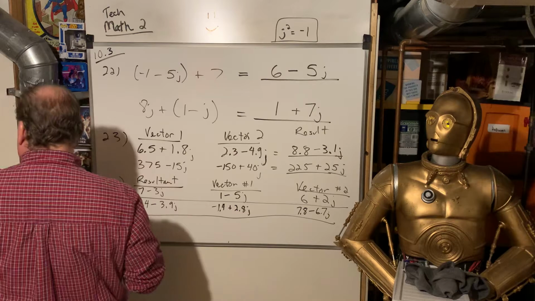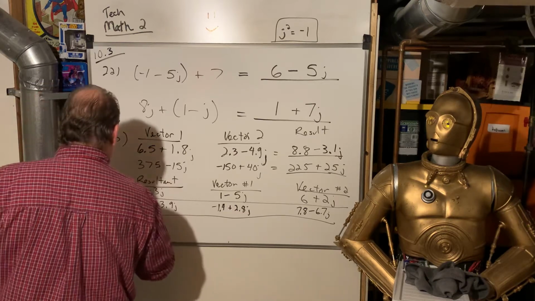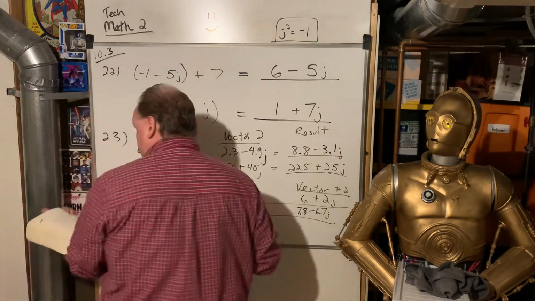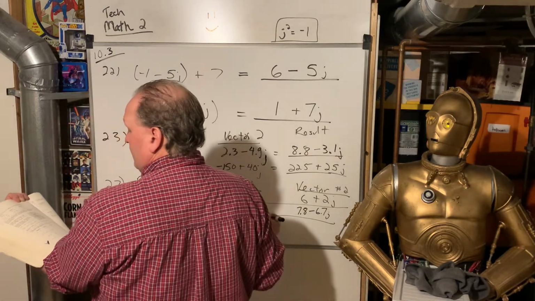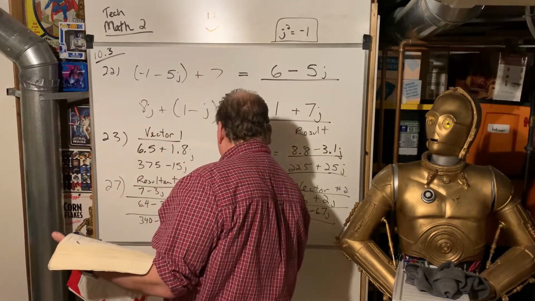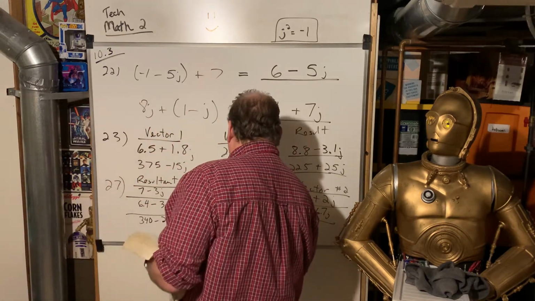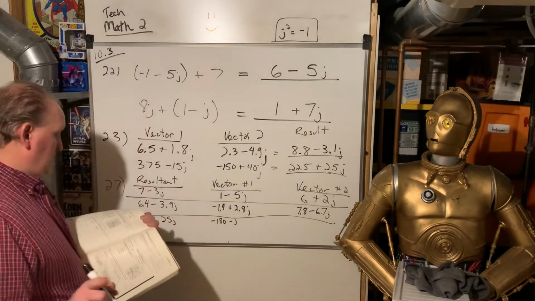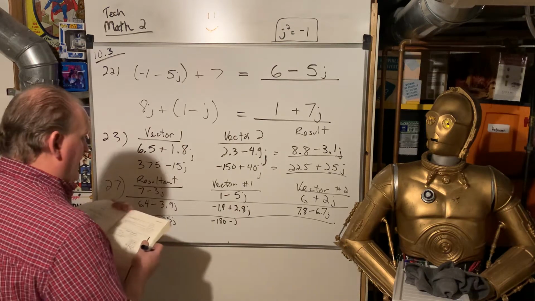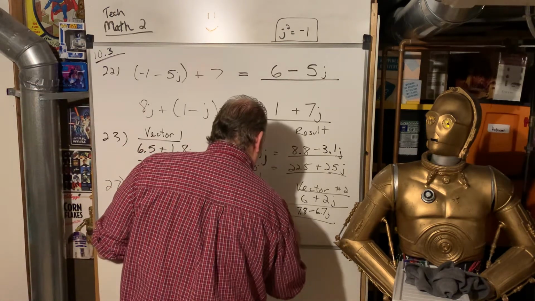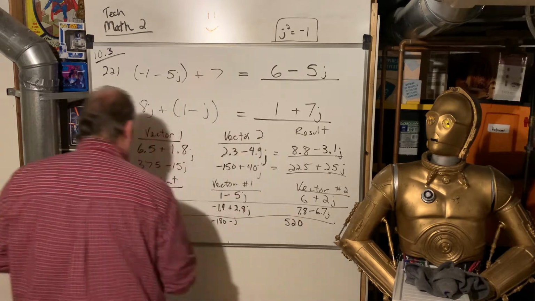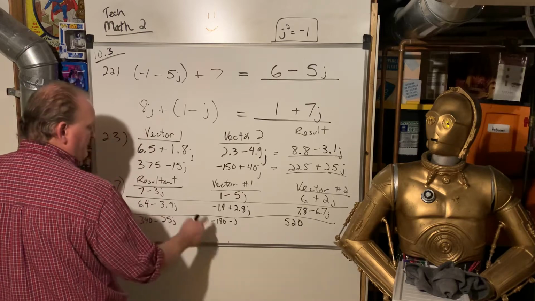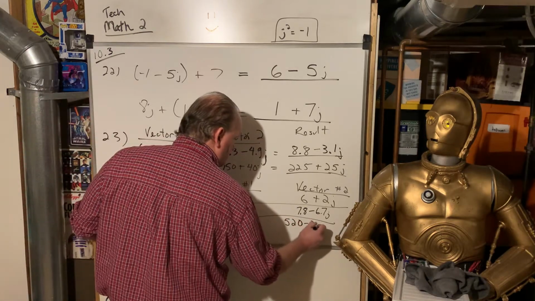On the next one, we got 340 minus 25j. And we've got negative 180 minus j. So 340 minus negative 180 is then, that's a plus. So you actually add them together. You have 520. And then negative 25 minus negative 1j. So that's plus 1. So negative 25 plus 1 is negative 24j.